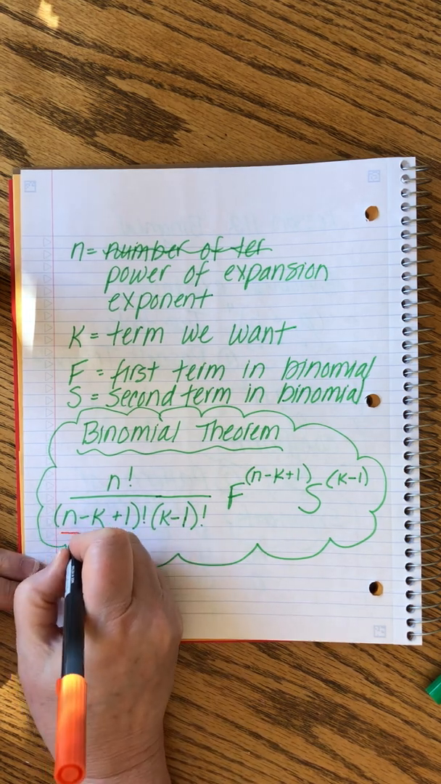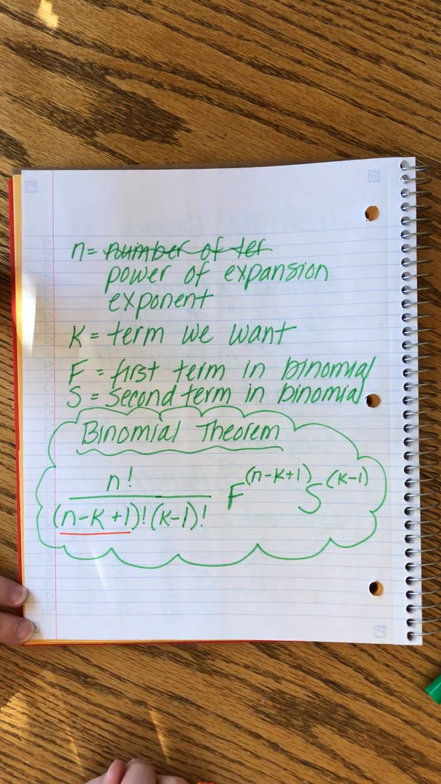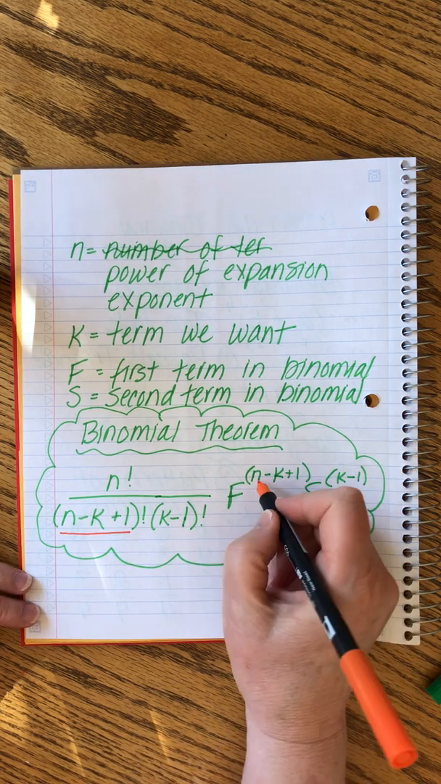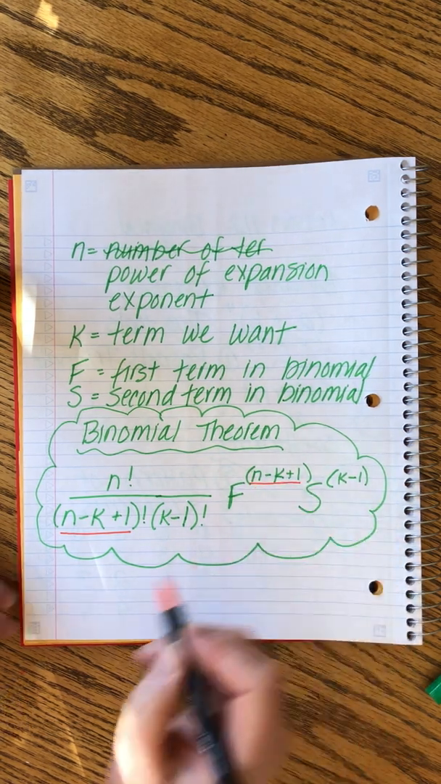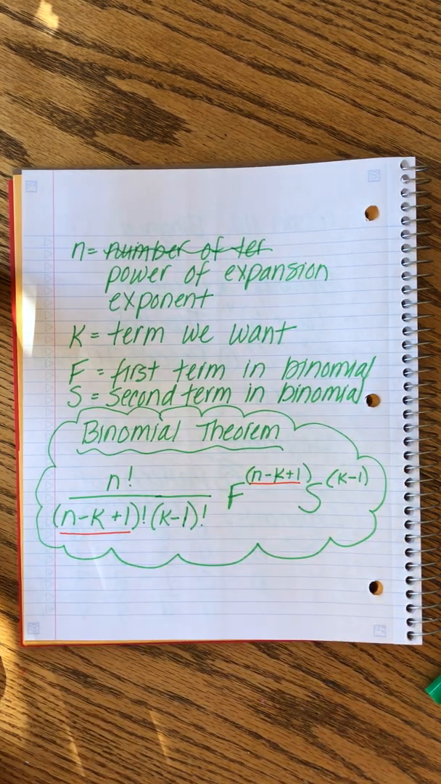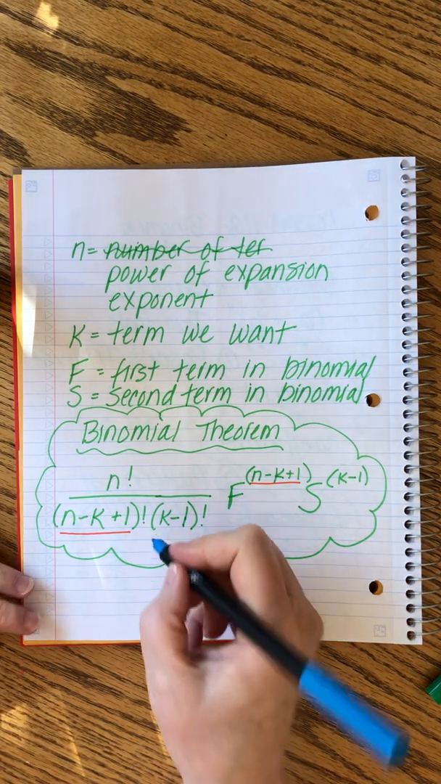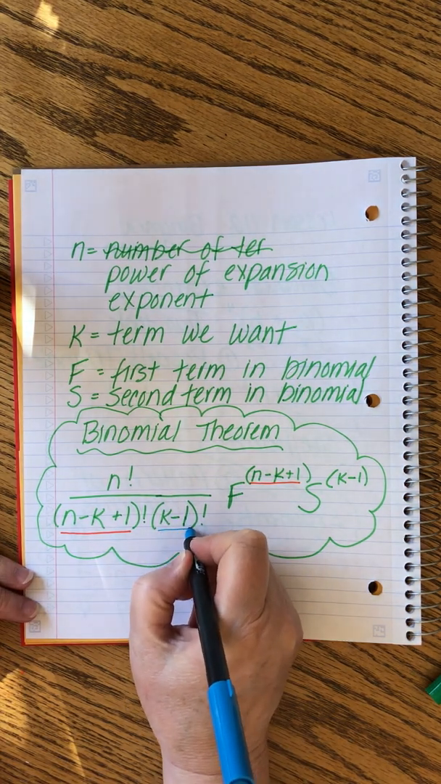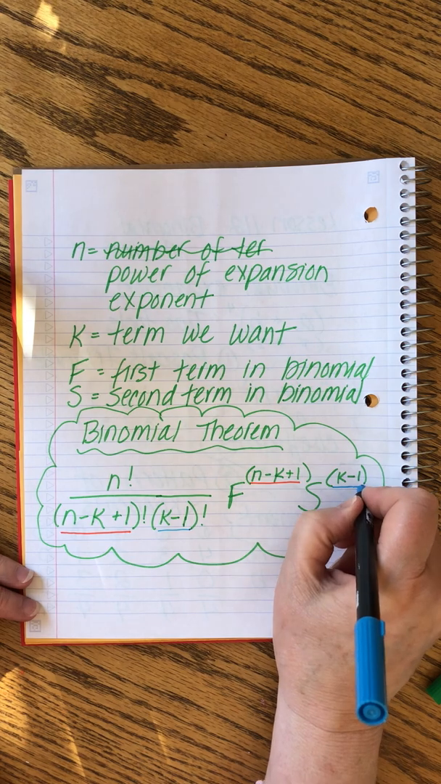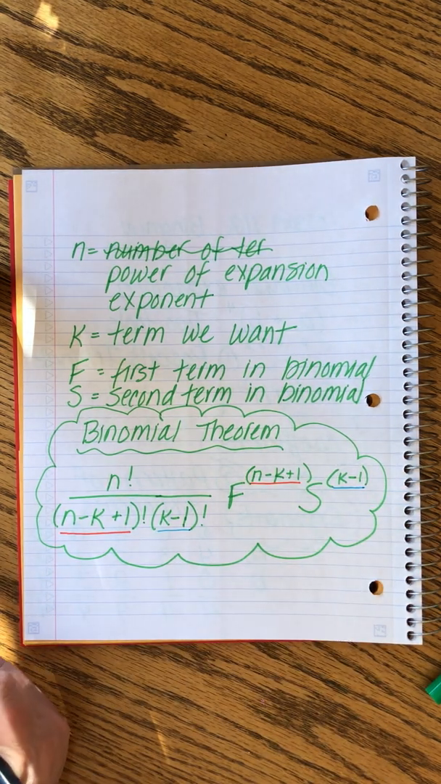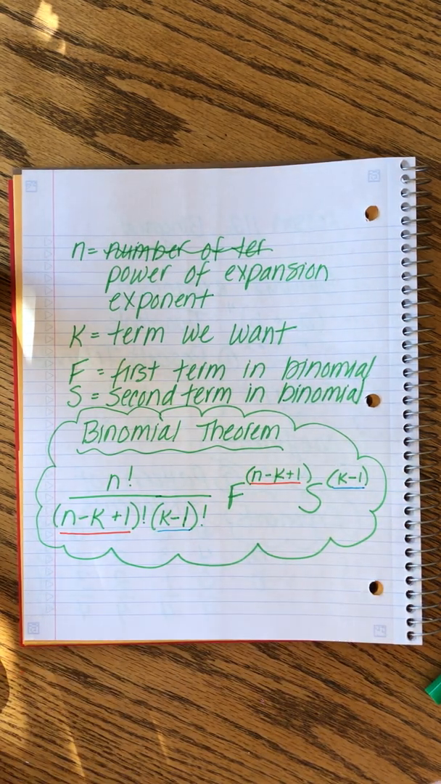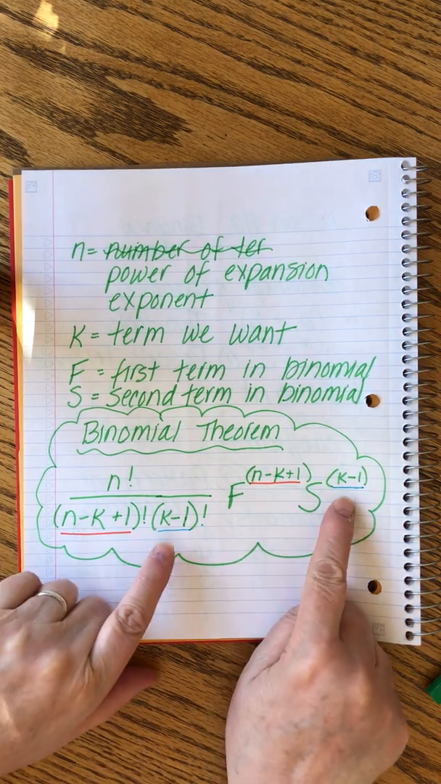notice that this expression here, the first half of the denominator, is the same as the exponent that goes on the first term. And the second part of the denominator is the exponent that goes on the second term. That takes a lot of drama out of this when you realize these pieces are the same.